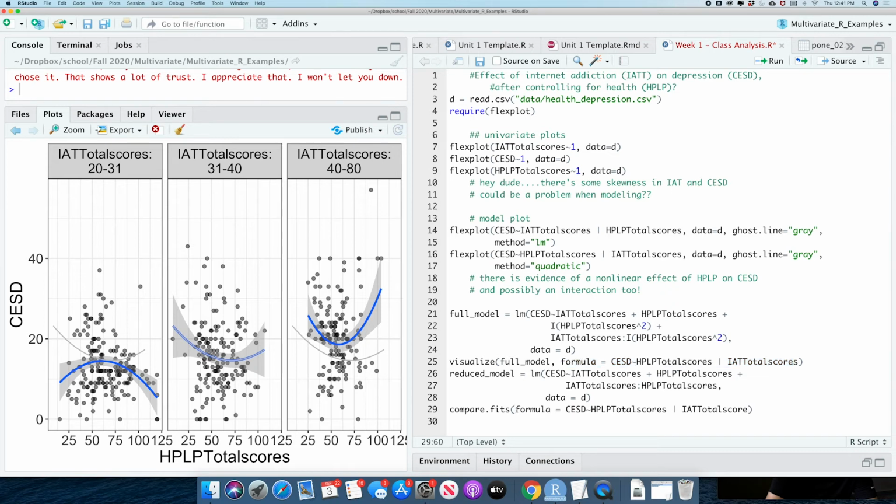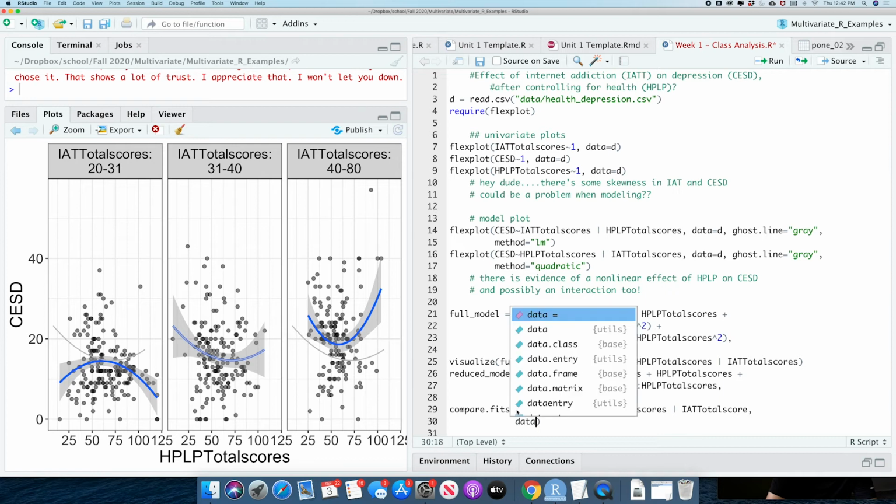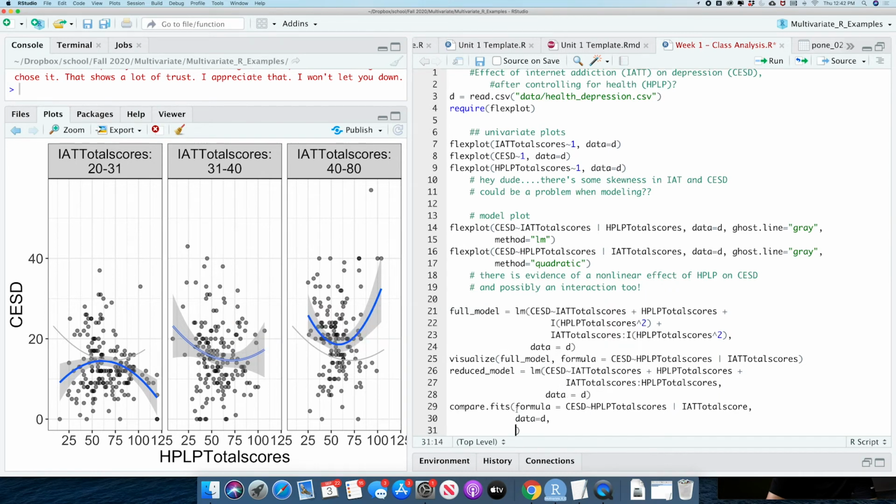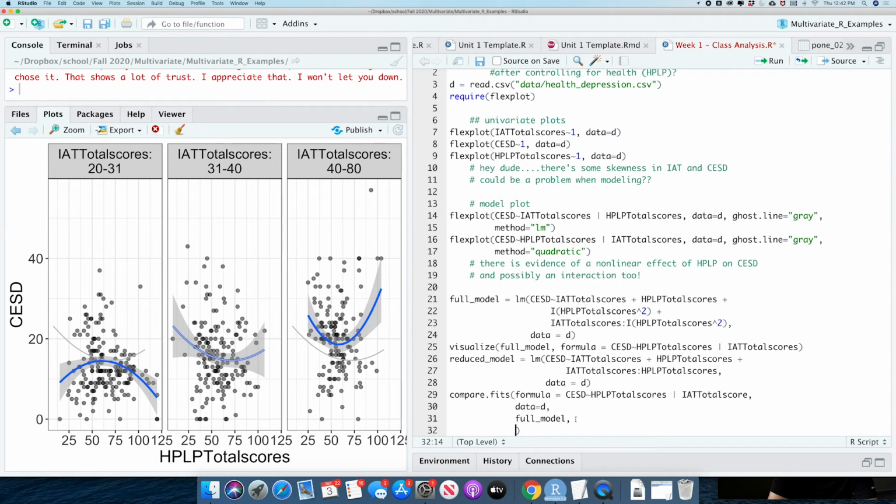So I'm just copying and pasting that. So I'm telling flexplot how I want the visuals to look. And I'm going to go data equals D. And then now it can accept a model, so we can go full underscore model. But you can also, again, it's called compare fits, so you can ask it to visualize two different models. So we're going to go reduced underscore model.